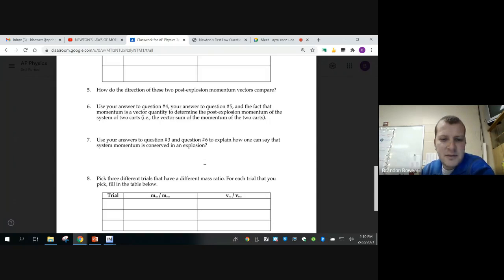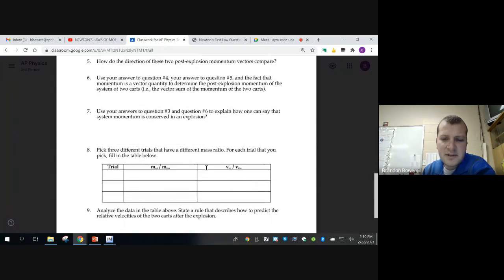Number 8 says pick 3 different trials and have a different mass ratio for each trial. Okay. Basically, from this, what you should have found out was they're opposite reciprocals. Okay, so yeah, they're opposite reciprocals. Okay, and analyze the data, state the rule. Okay, perfect. So that is that.